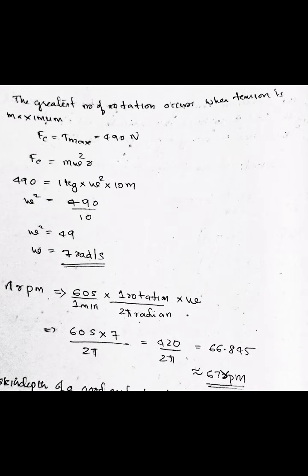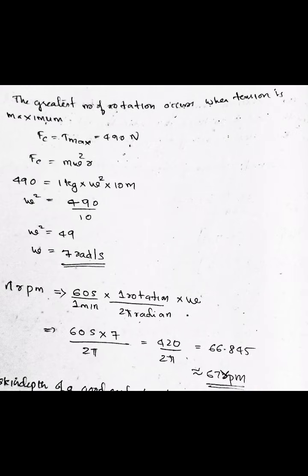Next question is, a 10 meter long string will break under a load of 50 kg. A mass of 1 kg is attached to the end of the string and is moved in a horizontal circle. The greatest number of rotations per minute which the string can have without breaking is nearly dash. Here tension T max is equal to m g, this is equal to 50 into 9.8, this is equal to 490 Newton. When 1 kilogram mass moves in a horizontal circle, the tension in the string provides the centripetal force Fc. When tension is maximum, the greatest number of rotations occurs. That is, Fc is equal to T max, that is equal to 490 Newton.